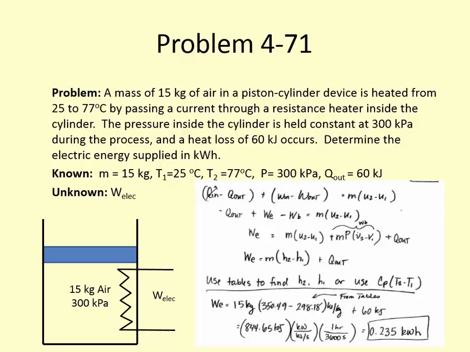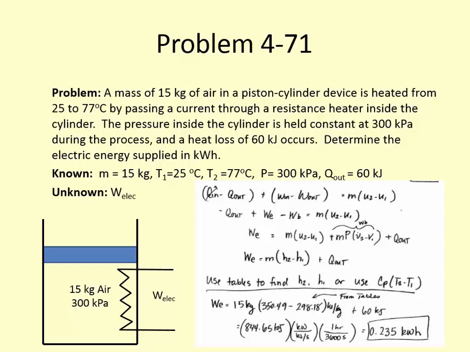Previously in problems with the resistor, we're given the voltage and the current and the time interval, and we just calculate it. Volts times amps is equal to joules per second. But here we're not given that. So we have to find a different way to determine the electrical work. What should we do?